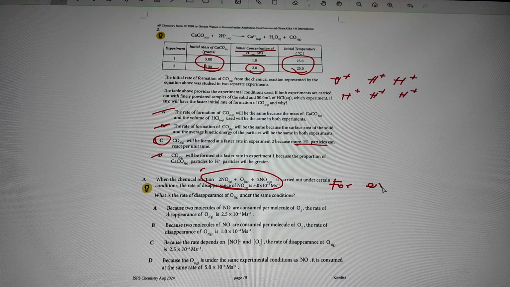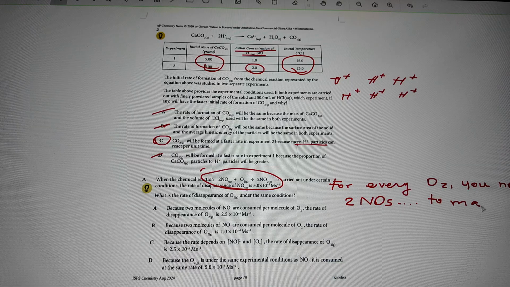For every O2, you need 2 NOs to make 2NO2. That's all this tells you, right?